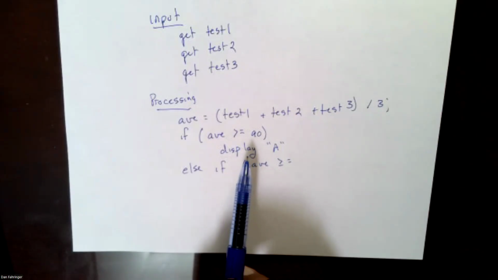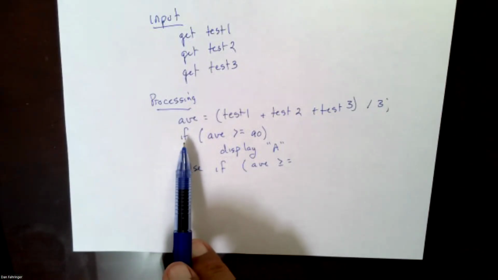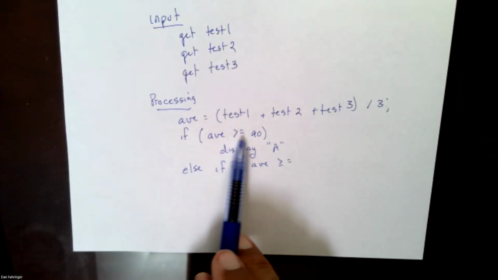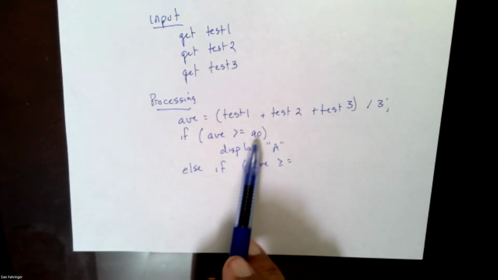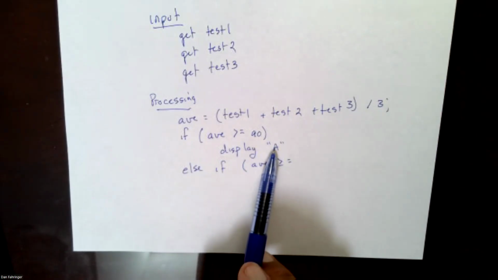Great instincts. I'm going to back you up just a notch. What if my average is 93? I go, if average is 93, I display an A, and then where do I go?